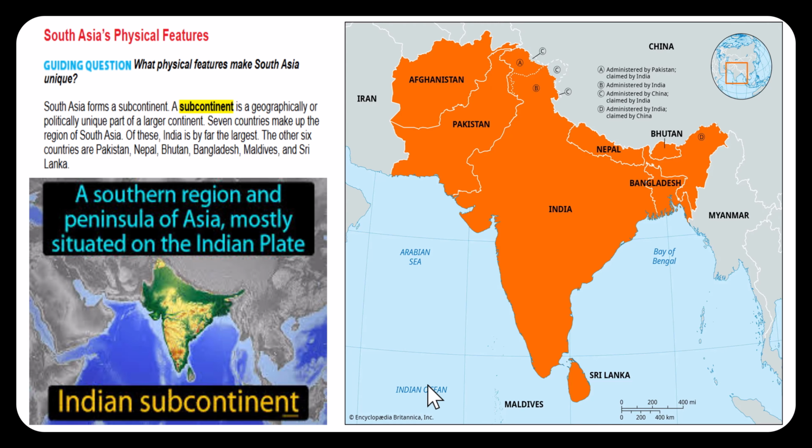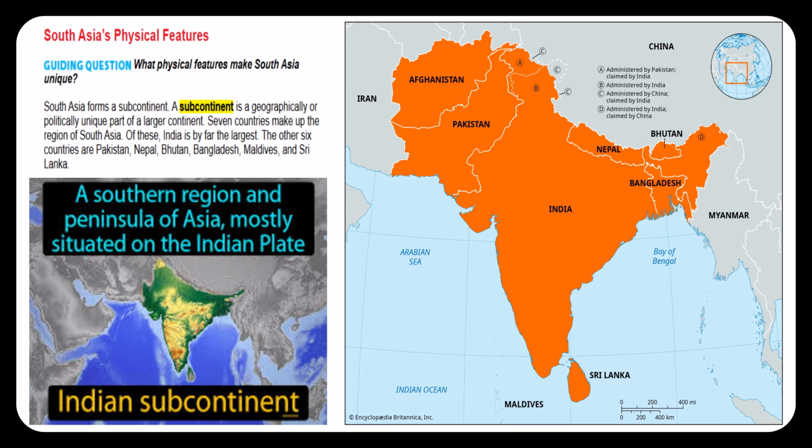South Asia's physical features. South Asia forms a subcontinent. A subcontinent is a geographically or politically unique part of a larger continent. 7 countries make up the region of South Asia. Of these, India is by far the largest. The other 6 countries are Pakistan, Nepal, Bhutan, Bangladesh, Maldives, and Sri Lanka.